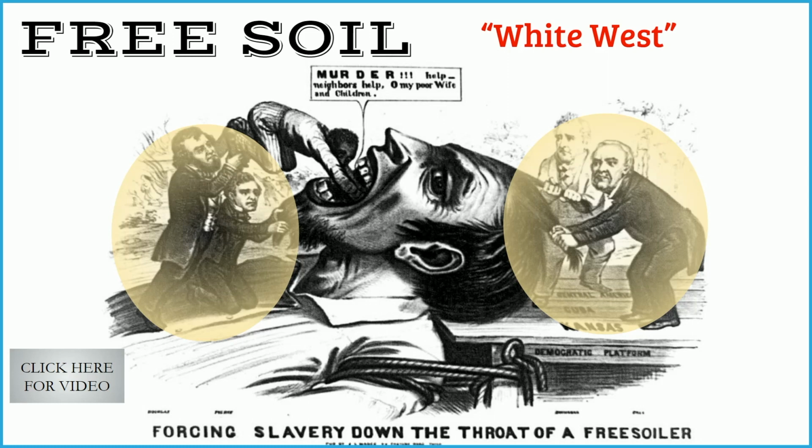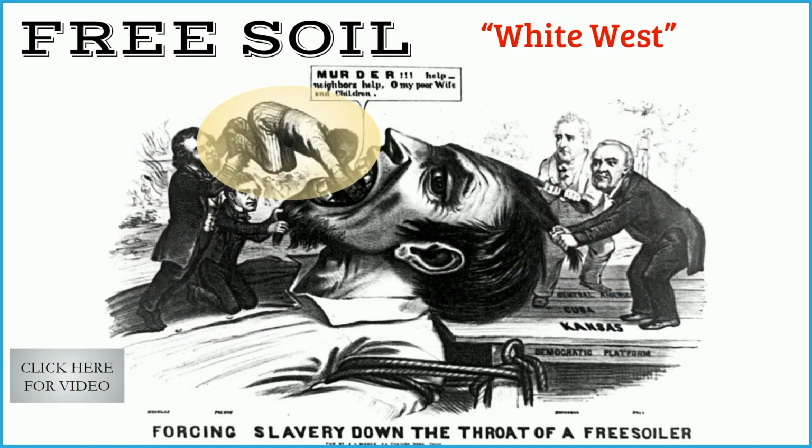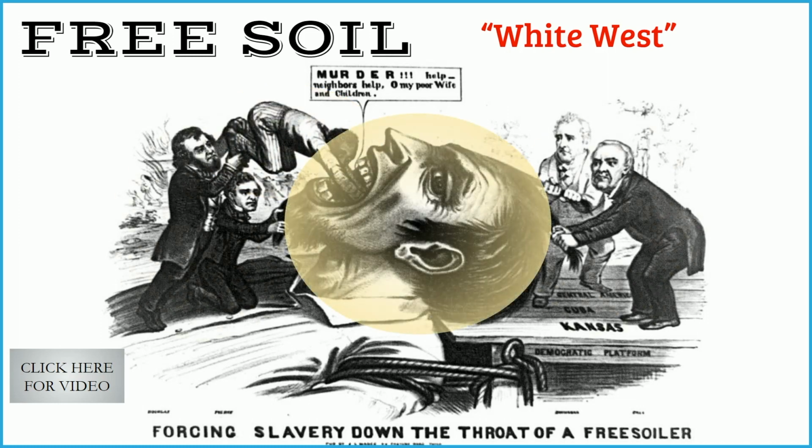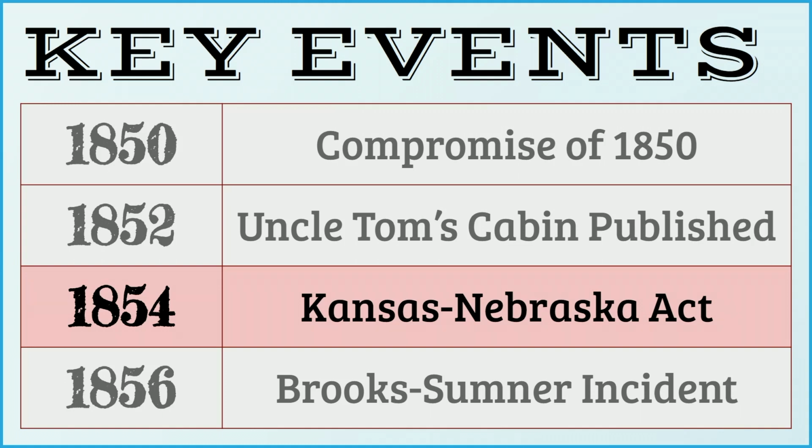Now, when I look at this political cartoon, to me, the victim of all of this is the African-American man here, right? He's the one who's in the most harm. But to a free soiler, he is the one who is the victim because he is okay with slavery existing in the South. He doesn't want to end slavery. He just wants a white West. He doesn't want to see slavery expand to those Western territories, which is going to lead to issues such as the Kansas-Nebraska Act.